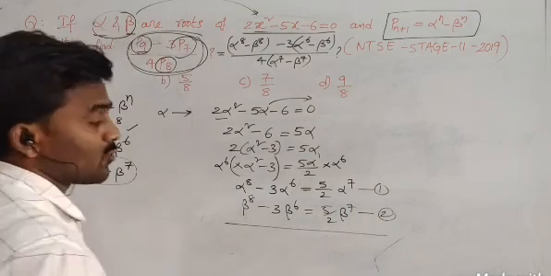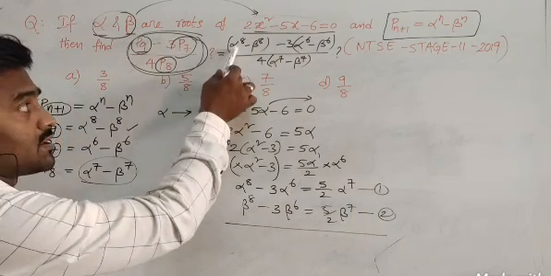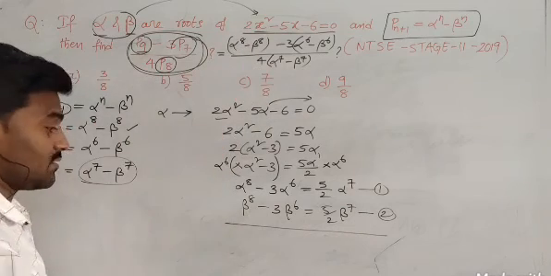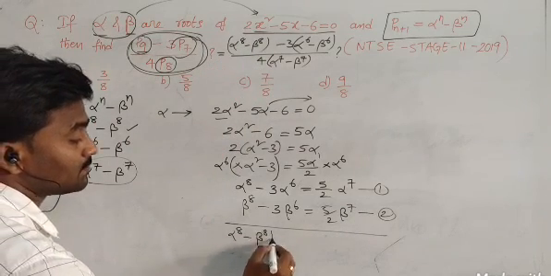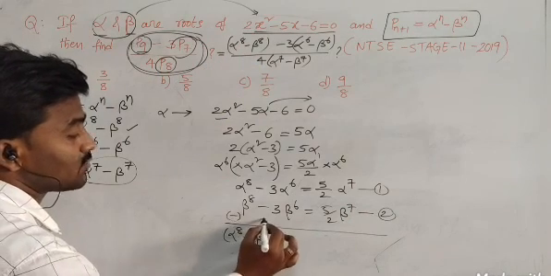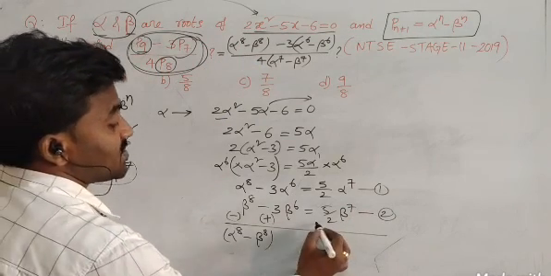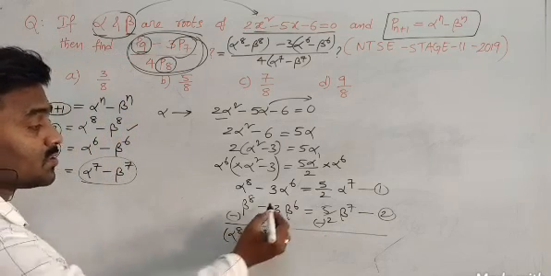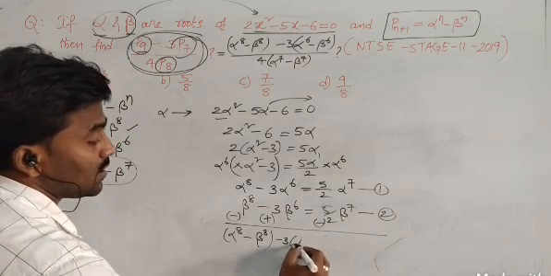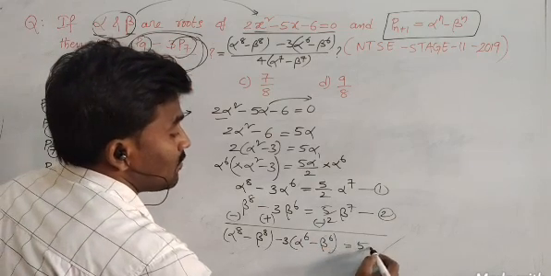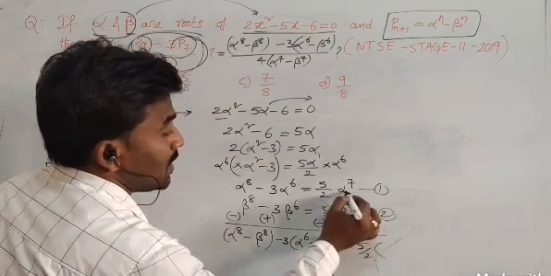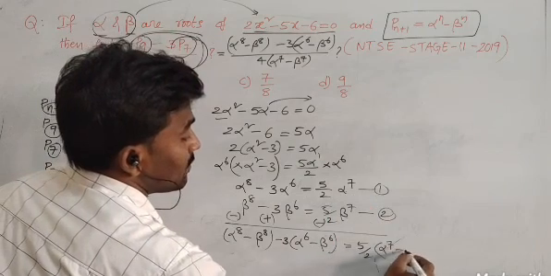Both I am going to subtract. Why? Because I want alpha power 8 minus beta power 8. So subtracting, we get alpha power 8 minus beta power 8, and while subtracting we have to interchange the signs. So minus 3 common: alpha power 6 minus beta power 6. That is equal to 5/2 common: alpha power 7 minus beta power 7.